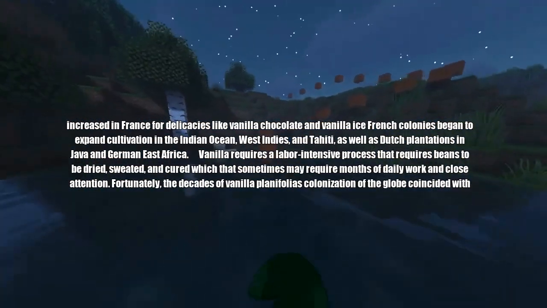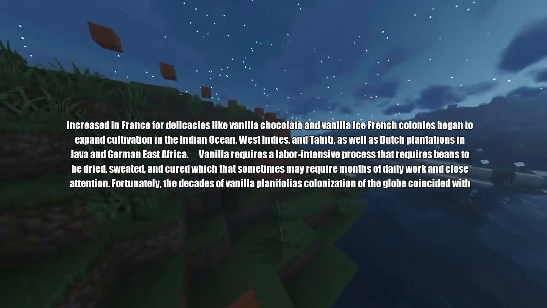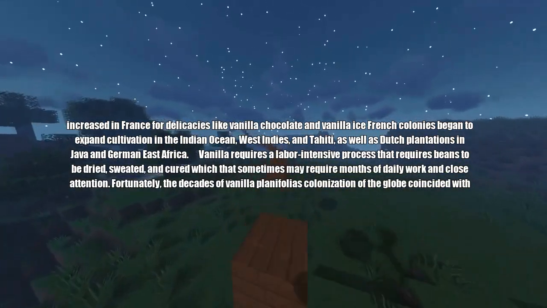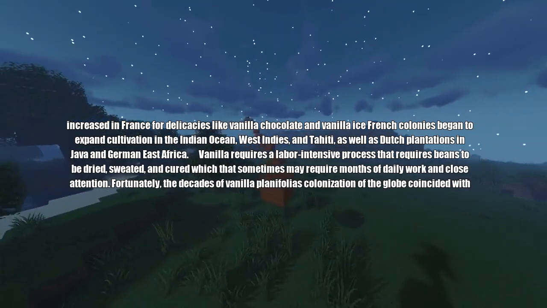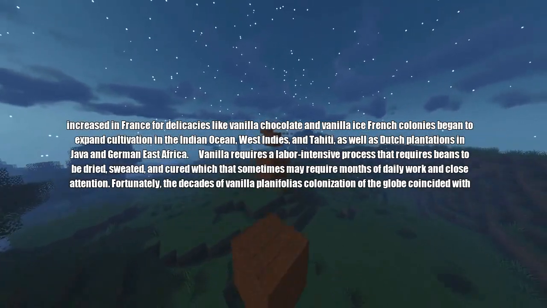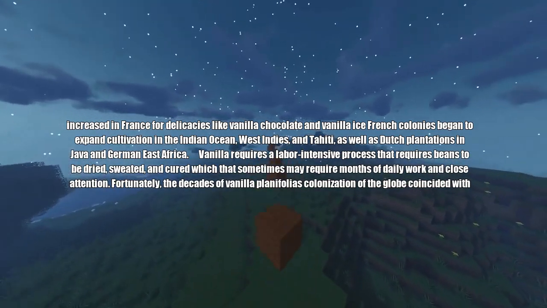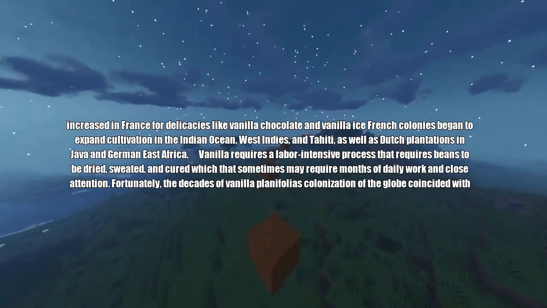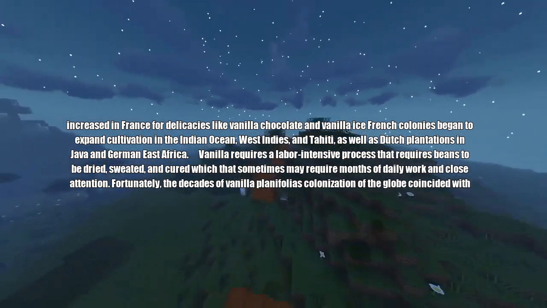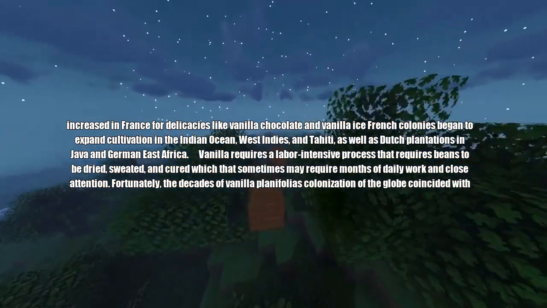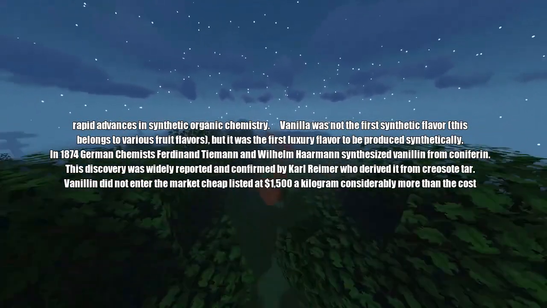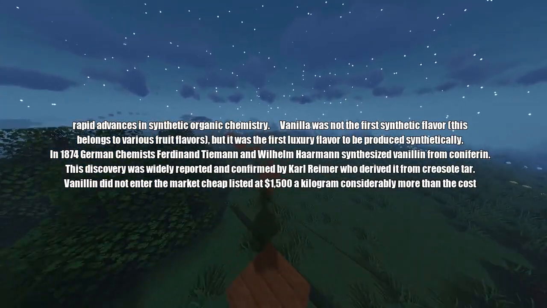As demand increased in France for delicacies like vanilla chocolate and vanilla ice, French colonies began to expand cultivation in the Indian Ocean, West Indies, and Tahiti, as well as Dutch plantations in Java and German East Africa. Vanilla requires a labor-intensive process that requires beans to be dried, sweated, and cured, which sometimes may require months of daily work and close attention. Fortunately, the decades of Vanilla planifolia's colonization of the globe coincided with rapid advances in synthetic organic chemistry.